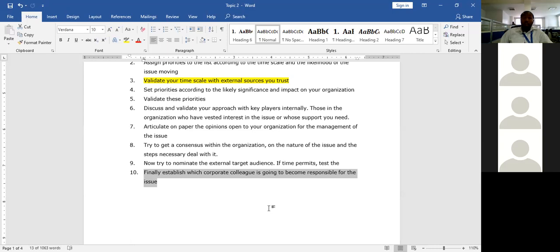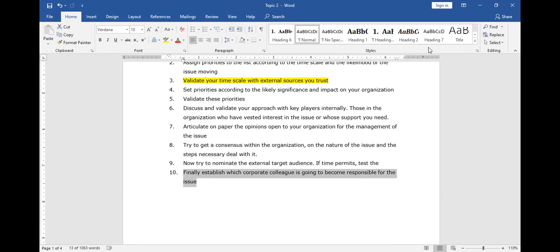So finally, establish which corporate colleague is going to be responsible for maybe staff welfare, for fires, for maybe the working environment, so that at least we can have somebody reporting from the ground.